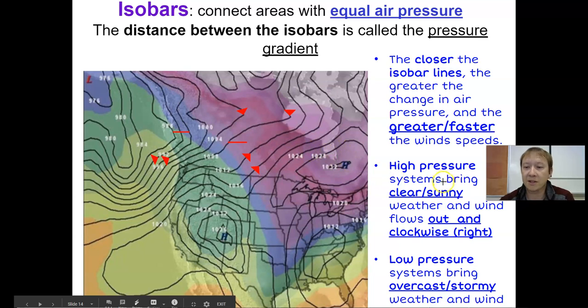So when we're looking at pressure systems, high pressure tends to bring nicer, clear, sunny weather. Again, the wind flows clockwise. We'll see that coming up here. So we have a high pressure system right down here in southeast Utah, as well as in Canada. So we should have some nicer weather. Where we have a low pressure system up here in the corner, that's going to be overcast, stormy weather, and windy. Okay.